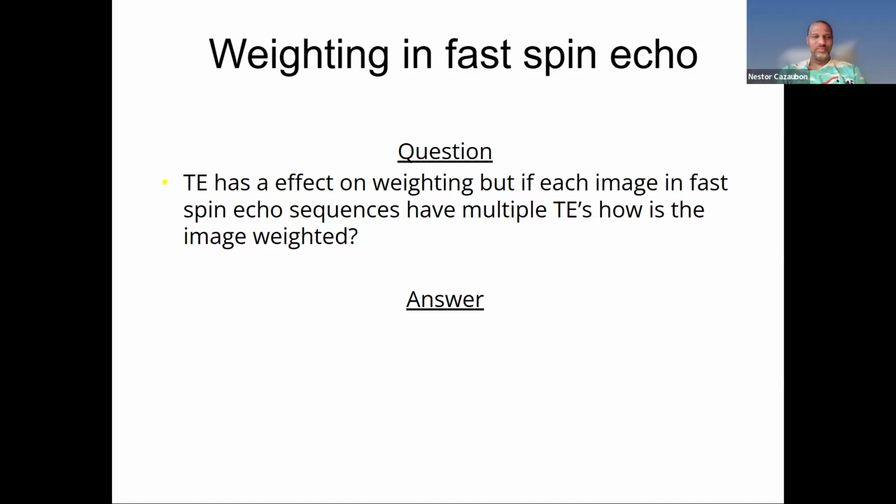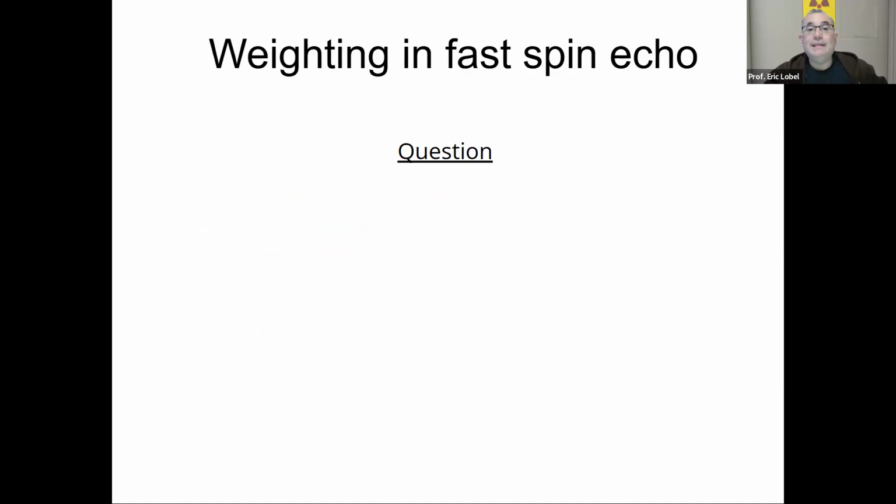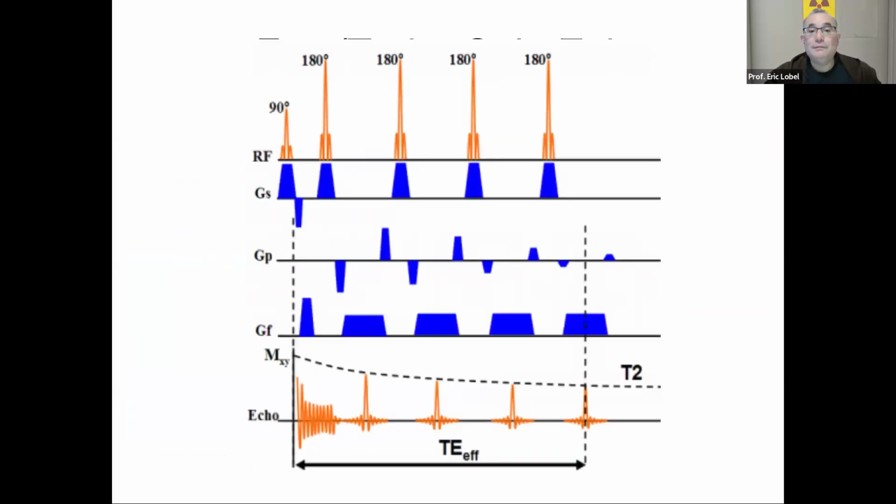Okay, yep. The answer is you just pick one, basically. You pick a TE to use, even though there's multiple ones, you pick one of them to be the TE time for weighting. And that's what we call, and I mentioned it before, and I told you I'd talk about it later, the effective TE. So that is what this means, EFF.